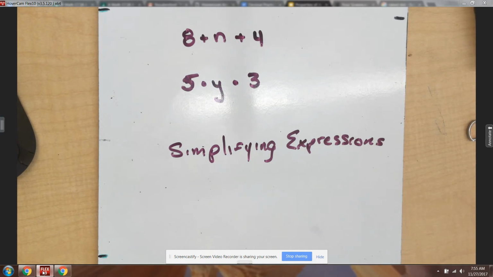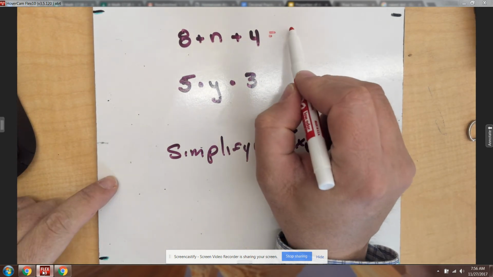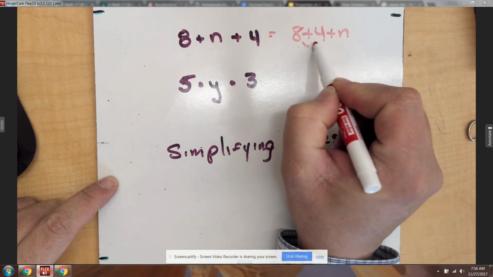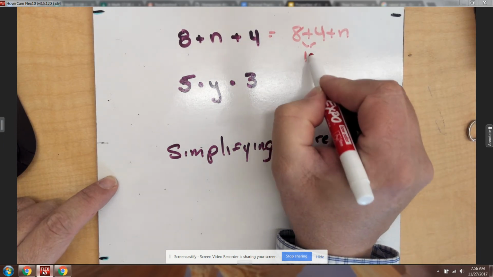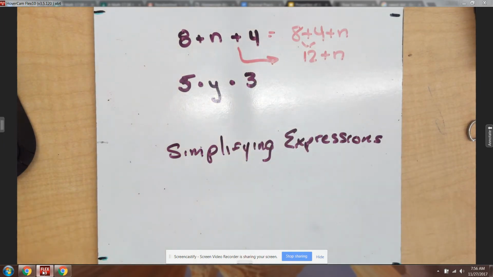So we can use the commutative property of addition and the commutative property of multiplication to simplify these two expressions. If we change the order of the addends of 8 plus n plus 4 to 8 plus 4 plus n, then we can add 8 plus 4 and we get 12 plus n. So these two expressions are equivalent expressions. They have the same value, but by changing the order of the addends, we made the expression a little bit simpler. Now from 3 terms, we're down to 2 terms.